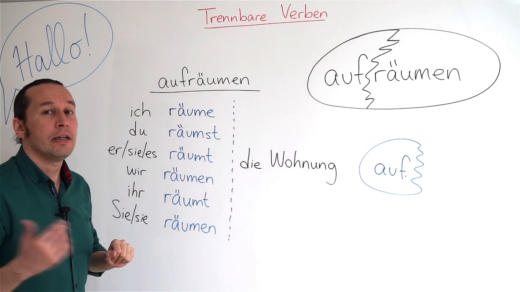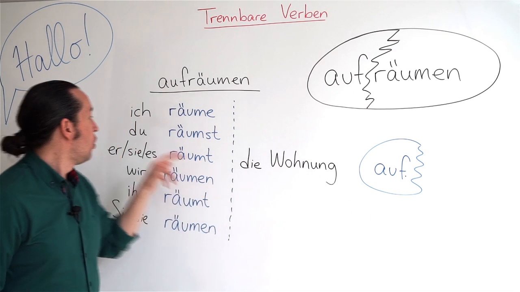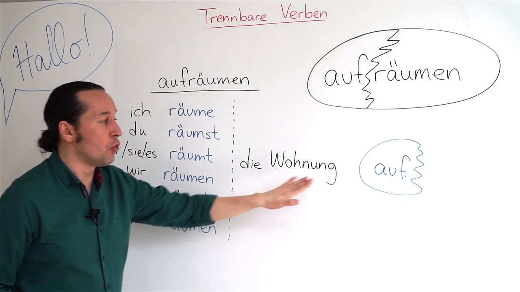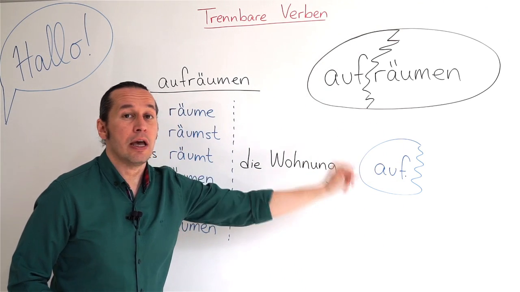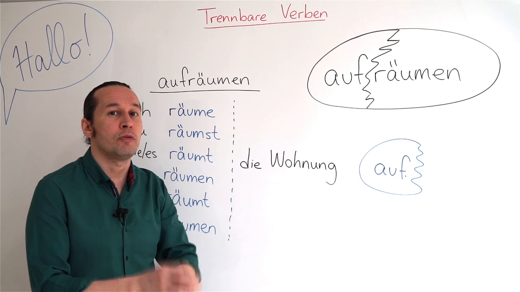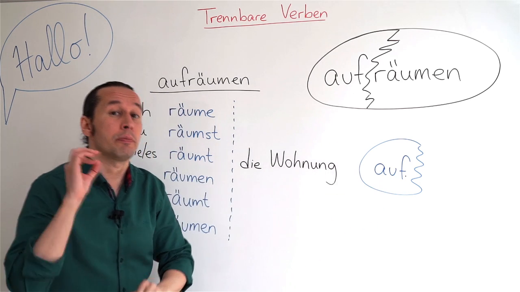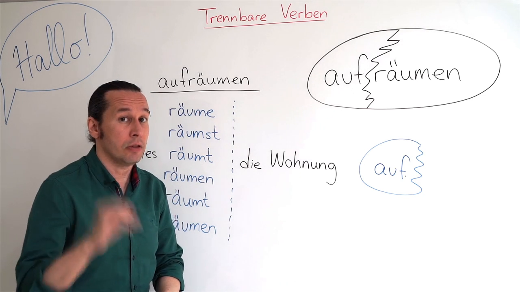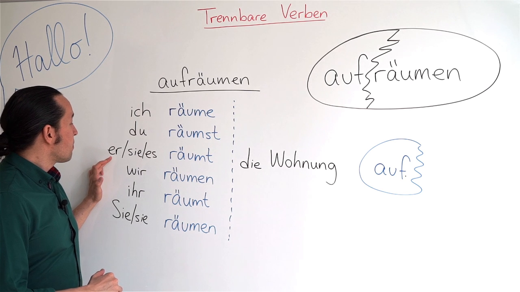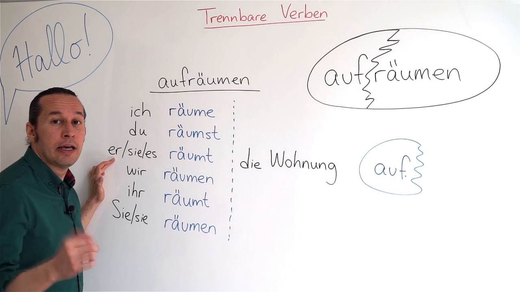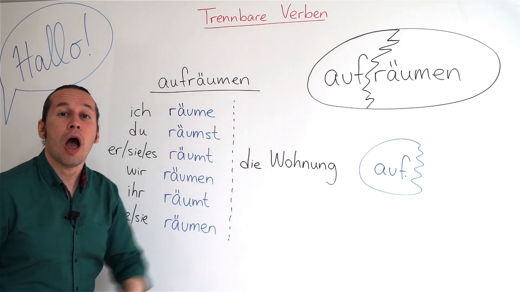For du form, that would be then, du räumst die Wohnung auf. So, if I skip auf the prefix and I don't use this, that would be false. This wouldn't be correct. I need to put the prefix auf to that. Please notice this, okay? This is for all the separable verbs. When I say he is tidying his flat, Er räumt die Wohnung auf.